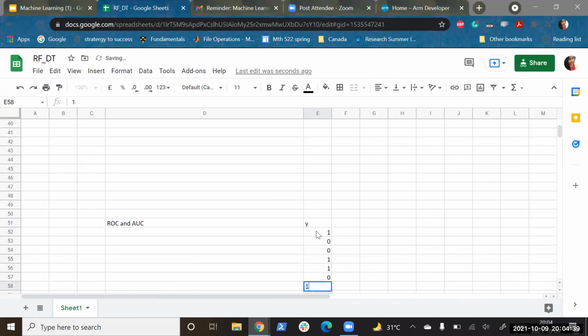Guys, do let us know if you are able to open up your Excel sheet or maybe Google Sheet, and you can work along with us.